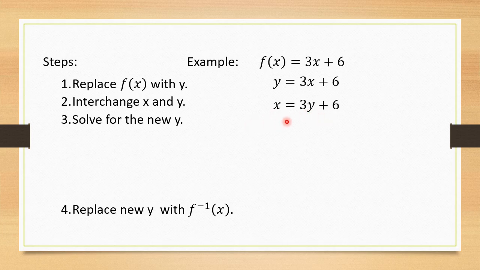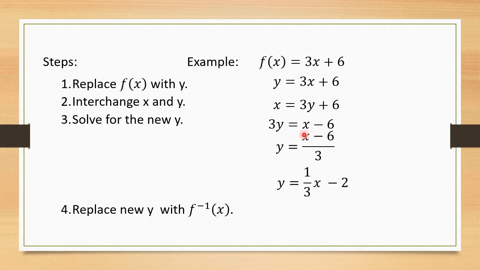Then after that, we now solve the equation in terms of y. So, we need to transpose 6 papunta sa kabilang side ng equation. So, we now have 3y is equal to x minus 6. And then after that, we divide both sides by 3 to isolate y dito. So, by dividing both sides by 3, we will obtain y is equal to x minus 6 all over 3.